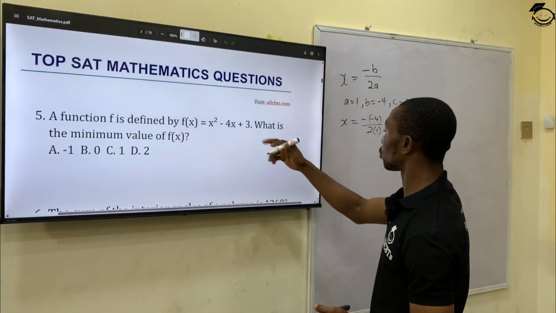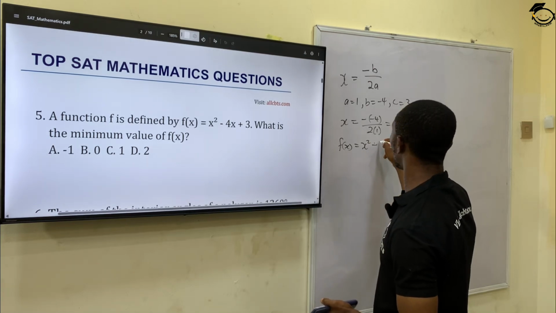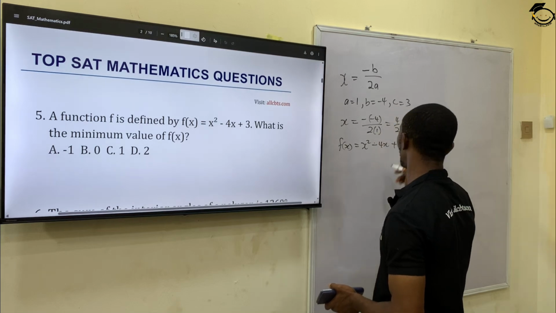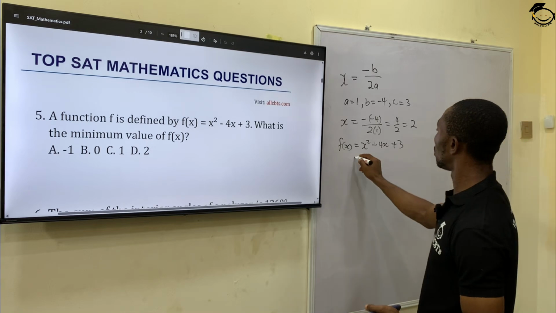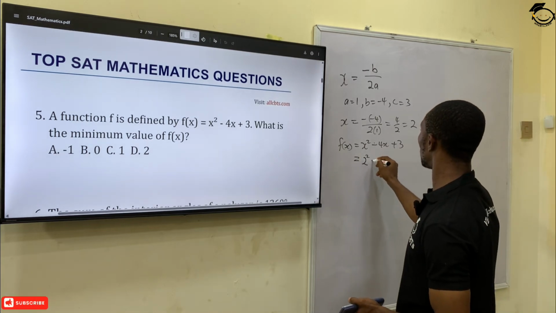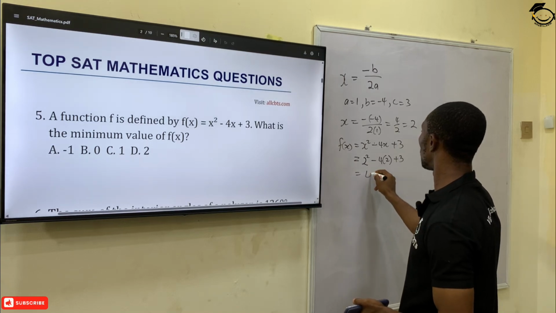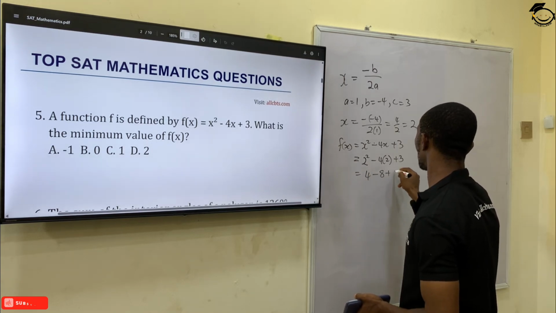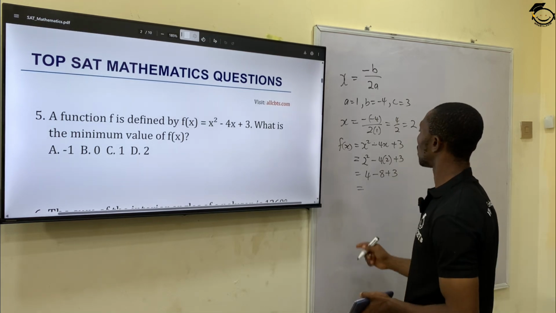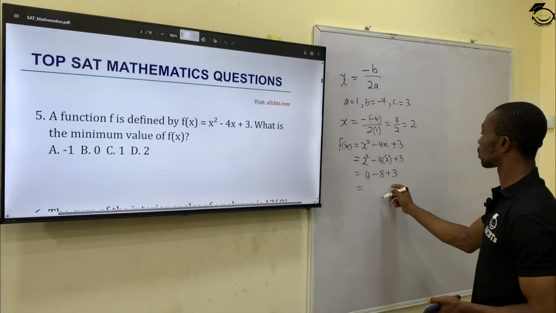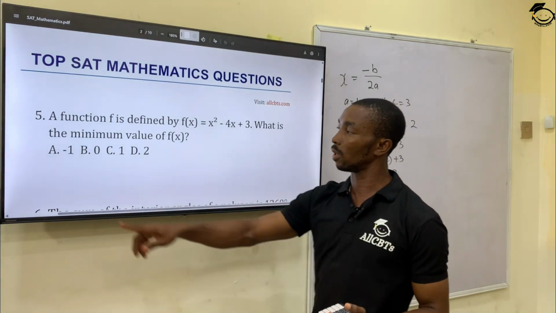All right, now back to our equation of f(x) equals x squared minus 4x plus 3. Now, for x, we'll substitute with 2. This will give us 2 squared minus 4 times 2 plus 3. This becomes 4 minus 8 plus 3. Okay, this will give us 4 minus 8 is minus 4. Minus 4 plus 3 will give us minus 1, which is option A.